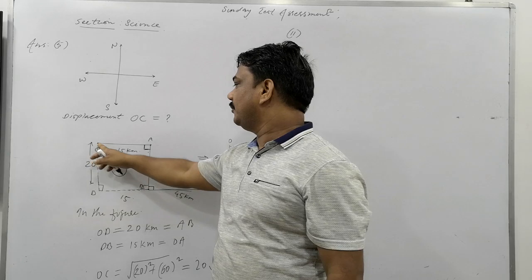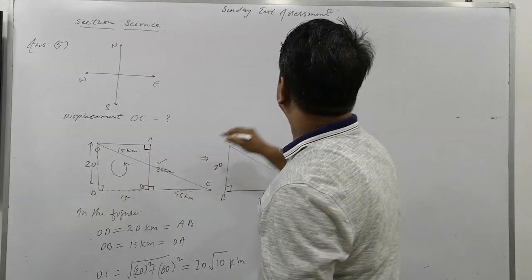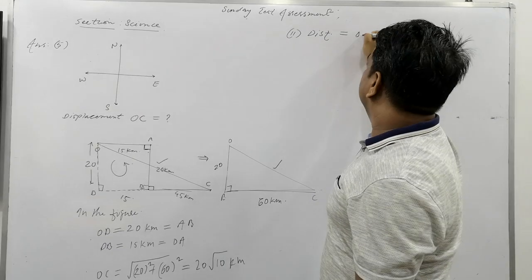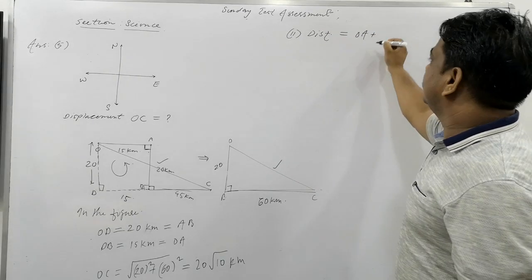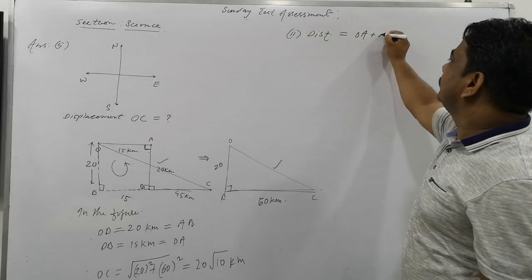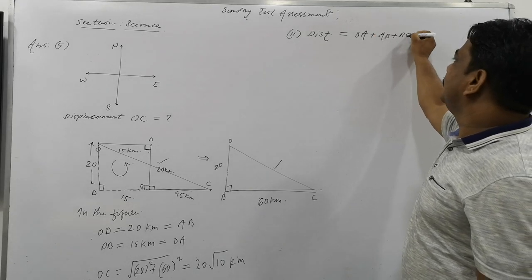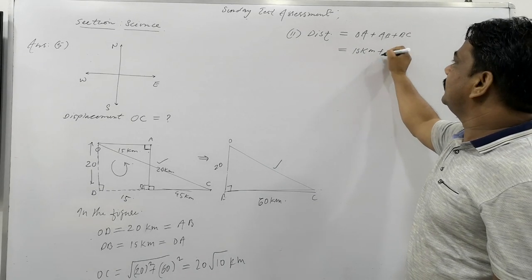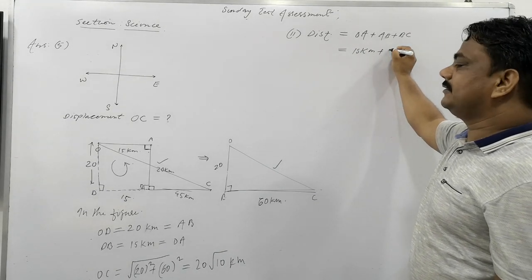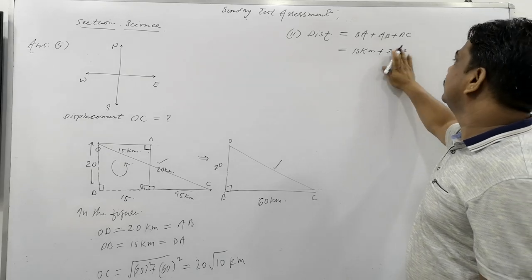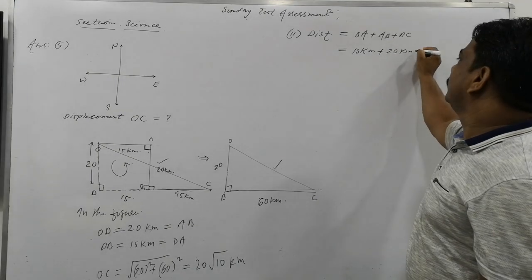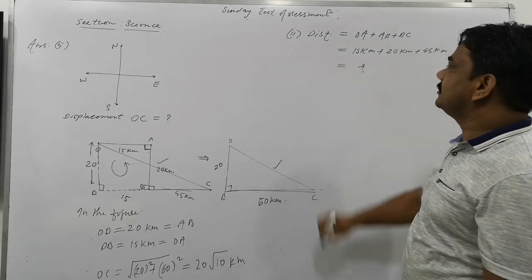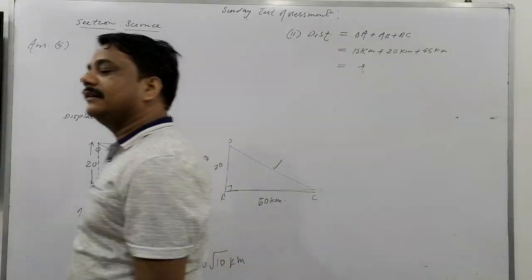So he just goes from O to A. How much? 15. So distance is to be found out. Distance is equal to first OA he travels, and after that AB plus BC. What is OA? 15 kilometer. What is AB? 20. And next is 45 kilometer. Can you add them? What will the answer be here?